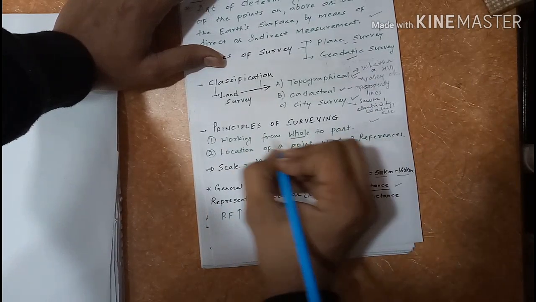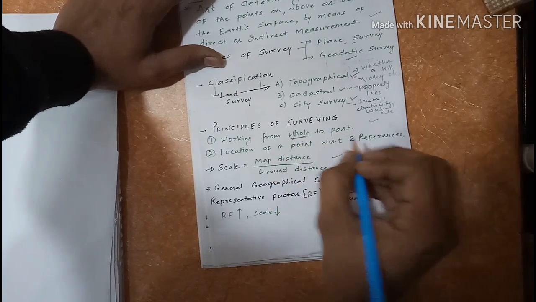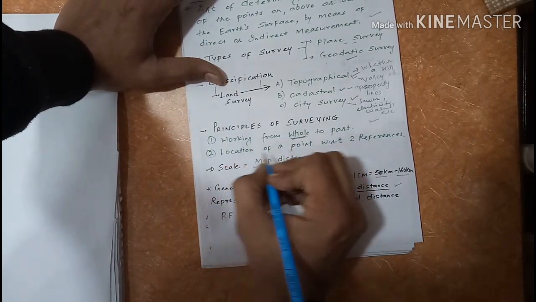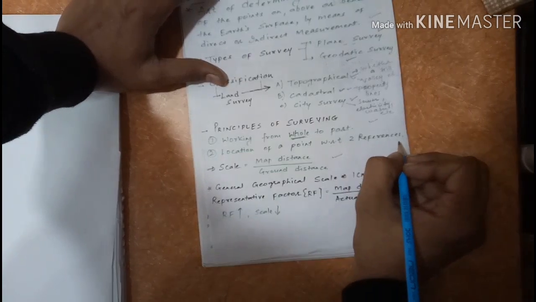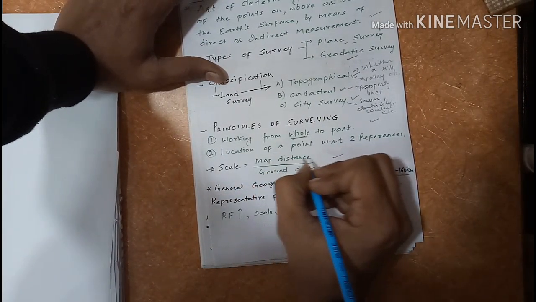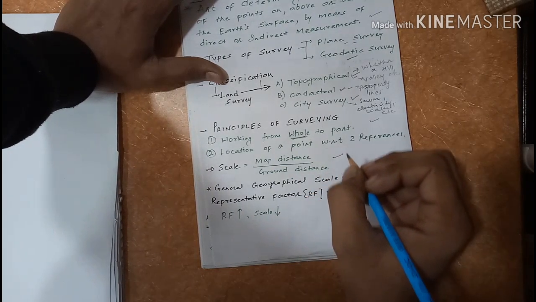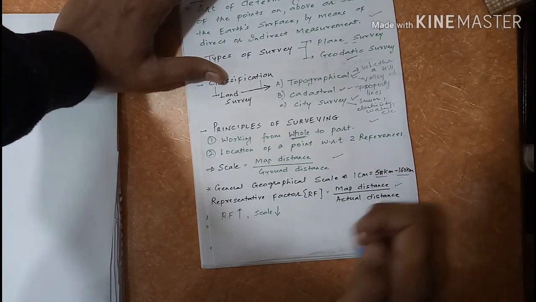Now, what are the principles of surveying? Surveying has two principles. The first one is working from whole to part. And the second one is location of a point with respect to two references. Now, what is scale? Scale is the ratio of map distance to the ground distance. It is a technique through which ground distance is represented on the paper.